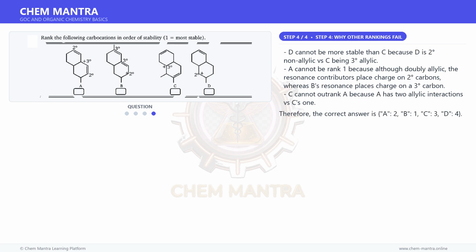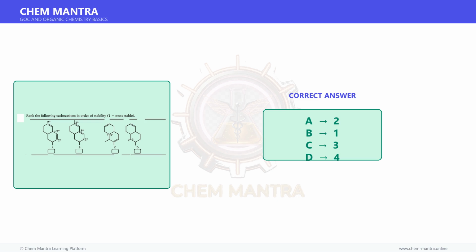And for the final step, D cannot be more stable than C because D is 2 degrees non-allylic versus C being 3 degrees allylic. A cannot be rank 1 because although doubly allylic, the resonance contributors place charge on 2 degrees carbons, whereas B's resonance places charge on a 3 degrees carbon. C cannot outrank A because A has 2 allylic interactions versus C's 1. Therefore, the correct answer is A 2, B 1, C 3, D 4. Therefore, the correct matching is A matches 2, B matches 1, C matches 3, D matches 4.